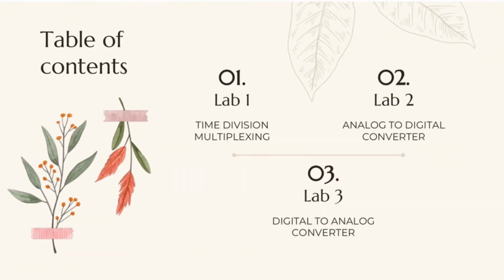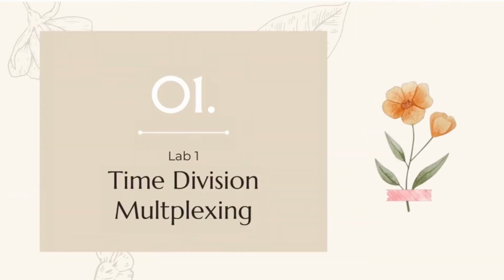The first lab is about time division multiplexing, the second one is about analog to digital converter, and the last one is about digital to analog converter. So, I am going to explain about lab 1, time division multiplexing. There is 2 experiments in lab 1.